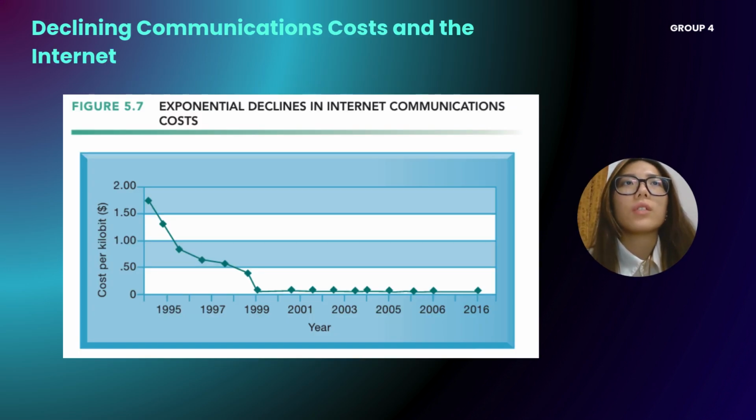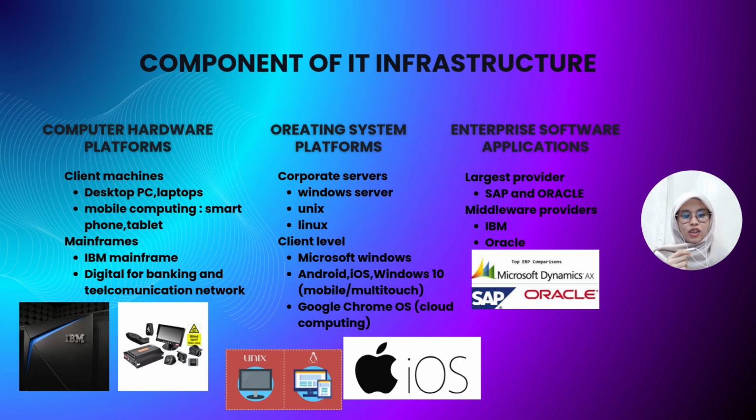Figure 5.7 illustrates the exponentially declining cost of communication both over the internet and over telephone networks, which increasingly are based on the internet. There are 7 components of IT infrastructure. First one, computer hardware platform. Computer hardware platforms use client machines such as desktop PCs and laptops, and the mainframes from IBM and Digital are the workhorses for banking and telecommunication networks. Second component is the operating system platform, served by Windows Server, Unix and Linux, and at the client level by Microsoft Windows, Android, iOS, Windows 10, and Google Chrome OS.